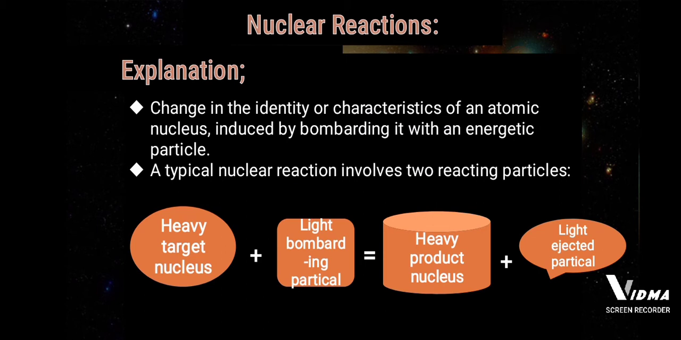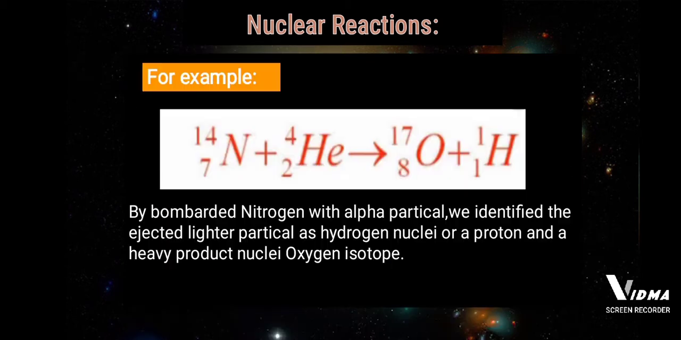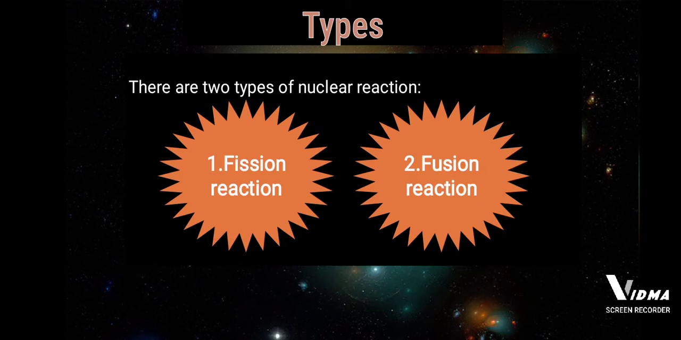So when a heavy target nucleus is bombarded with a light bombarding particle, it will be converted into a heavy product nucleus with a light ejected particle, with a large amount of energy released. For example, nitrogen with an alpha particle is converted into an oxygen isotope and a proton. Here, the oxygen isotope is the heavy product nucleus and a hydrogen nucleus, or a proton, is also a byproduct. So, basically it has two types. First is the fission reaction and the second one is the fusion reaction.